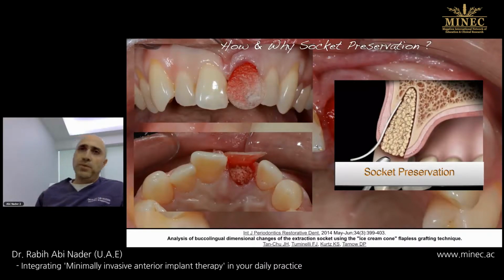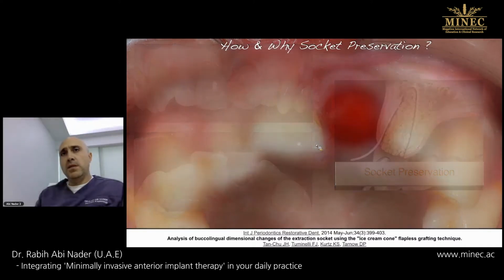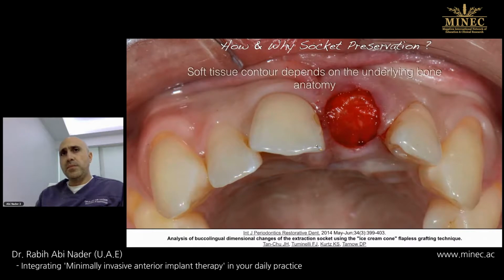The only problem when you do socket preservation, and you have to keep in mind, is that it's time consuming. When you decide to go for socket preservation, you need to leave it to heal at least 6 to 8 months, sometimes more, especially if you are using xenograft. If you use allograft, maybe it will heal faster, maybe in 4 to 5 months you can re-enter, but you can also expect more shrinkage. And you can see here how we finished.